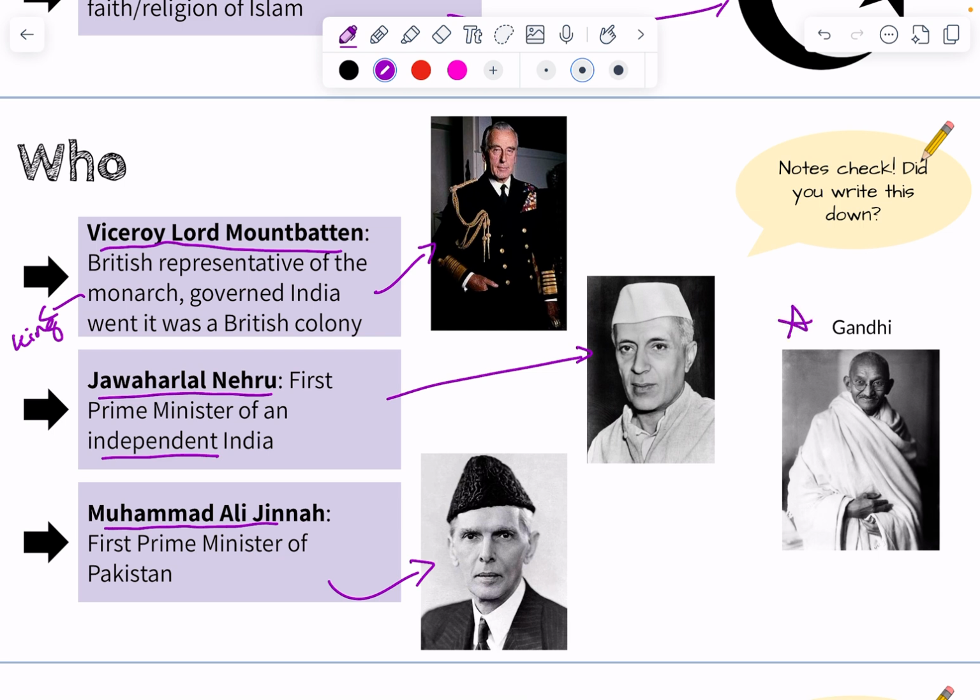A notable person to mention is Gandhi as well. Gandhi was involved in all of these talks about partitioning India, British colonization, Indian independence, etc.